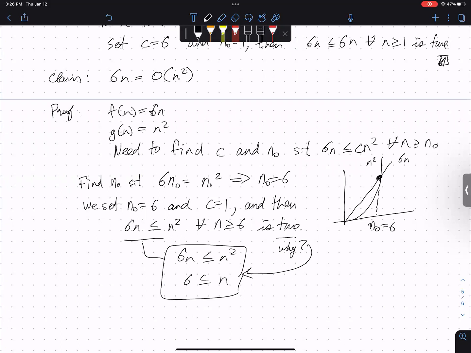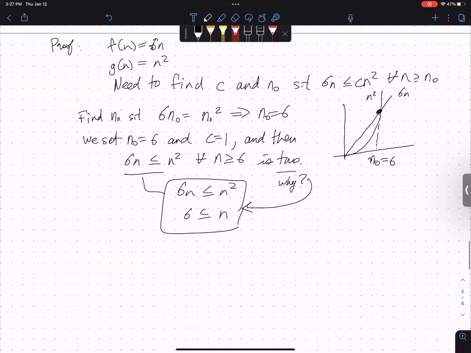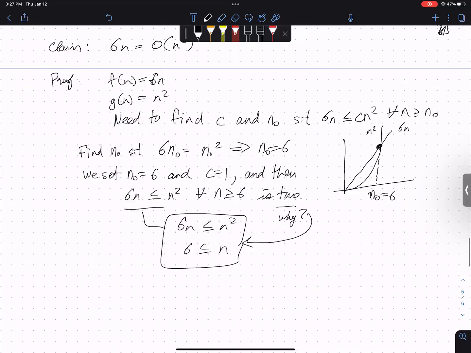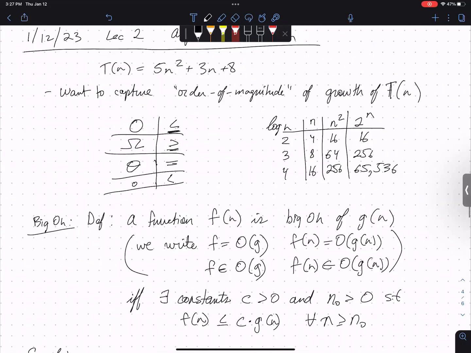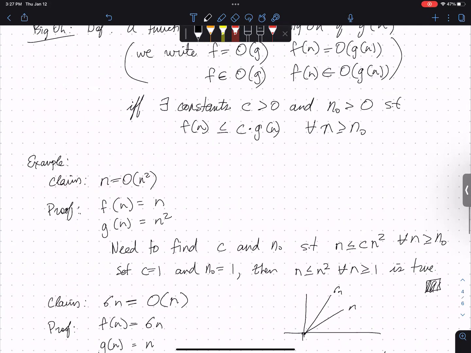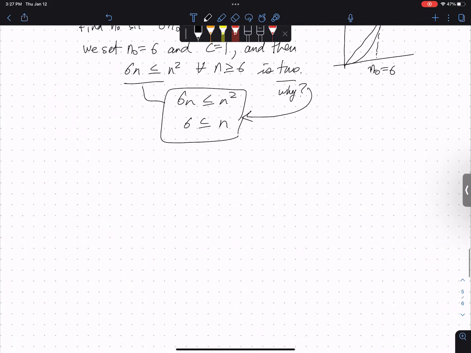Any questions? That's the definition of big O. Now, we have these other guys, omega, theta, and little o. So let's define omega. Now, we're going to define, yeah, question.